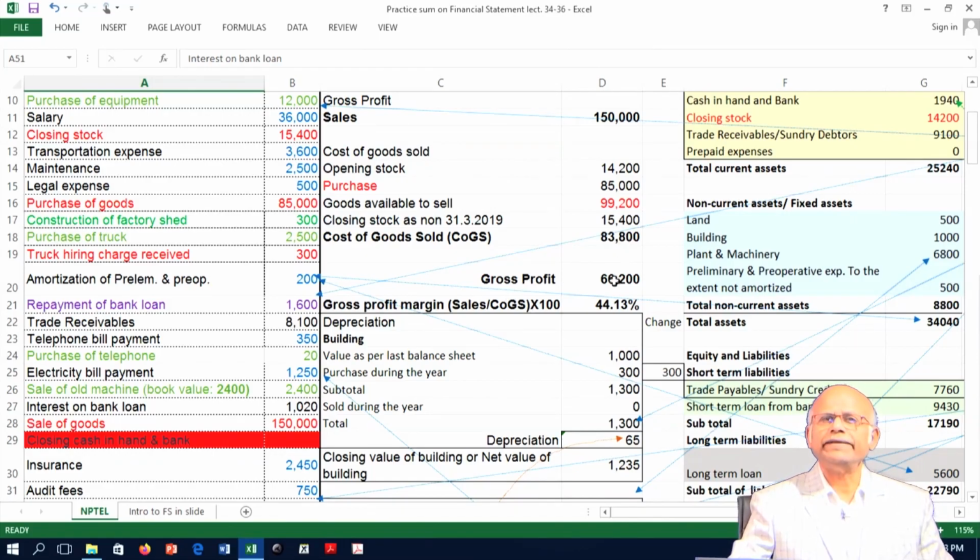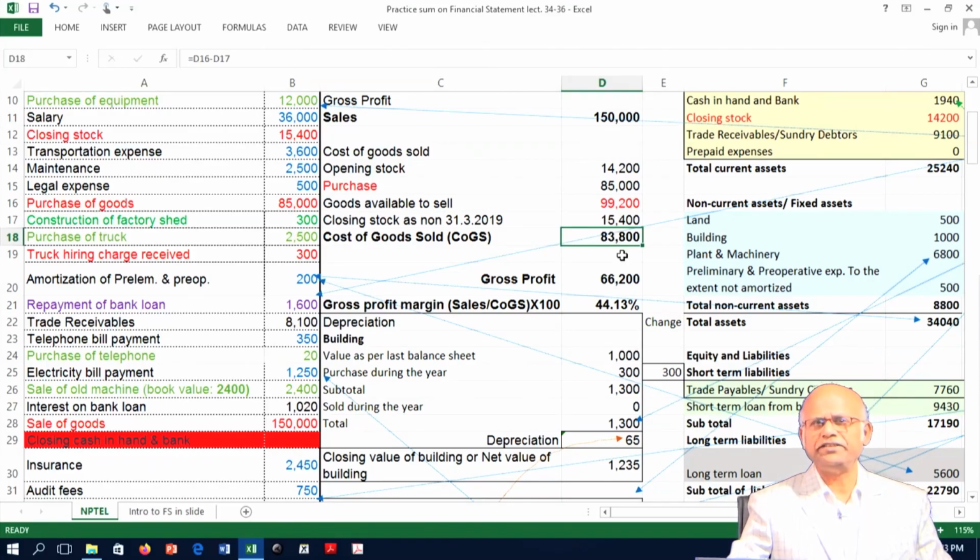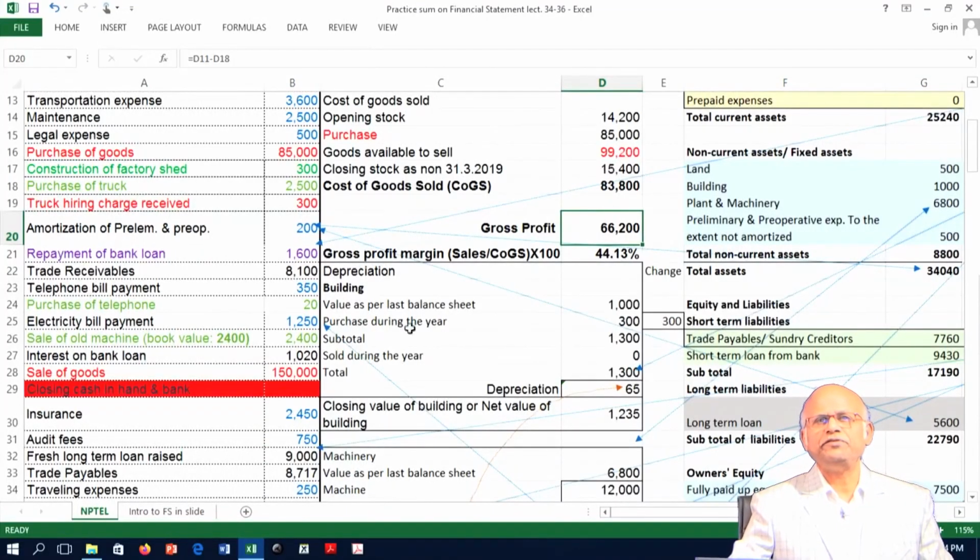Then we deduct this from sales. 1,50,000 minus 83,800, we get 66,200 as gross profit. As I mentioned, profit margin is always with respect to sales. So gross profit margin is nothing but 66,200 divided by 1,50,000, which is the sales. Then we identify all other revenue expenses. Incidentally, depreciation and amortization are part of operational expenses. So, we estimate depreciation.